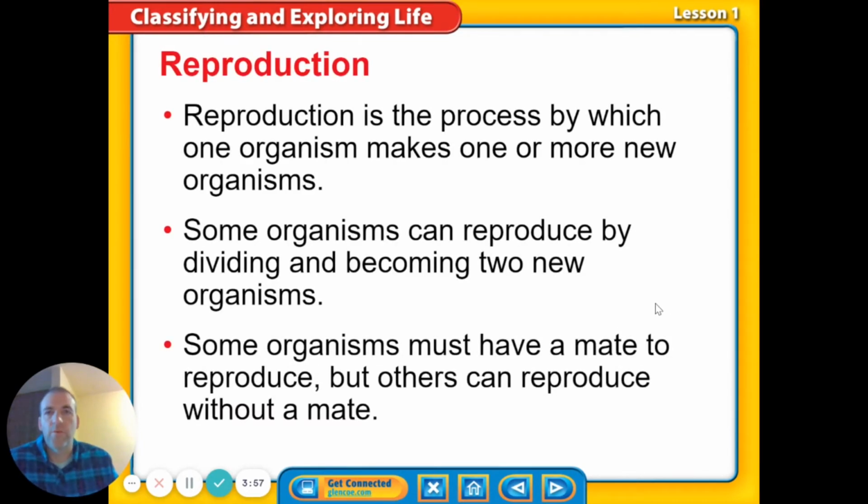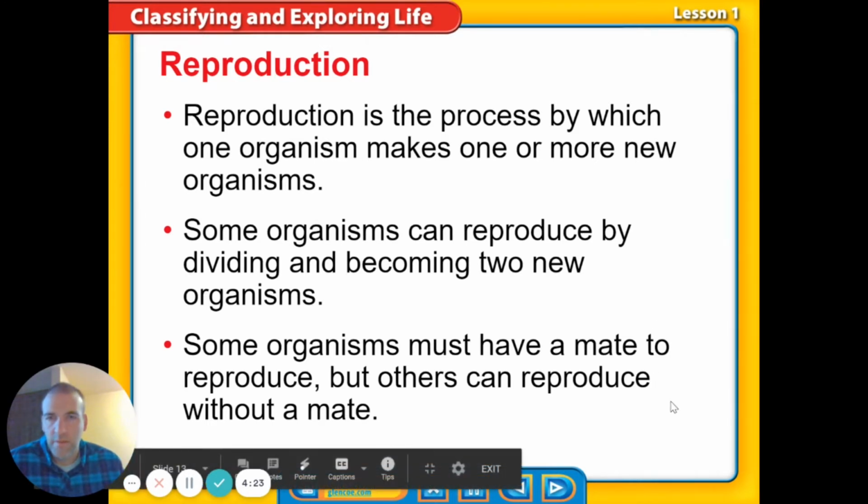Next, all living things have to reproduce. Reproduction is simply when one organism makes one or more new organisms, so making more of themselves. Some organisms can reproduce simply by dividing in half. Bacteria is a great example of this. When they have got enough nutrients and they are full grown, they'll just divide in half, and then they'll have 2 organisms that are identical. Some organisms, some living things, have to have a mate to reproduce. Others can reproduce without a mate.